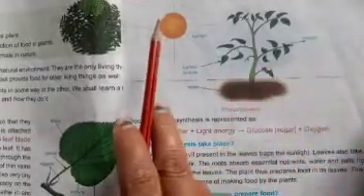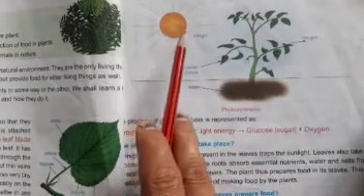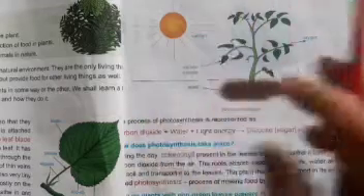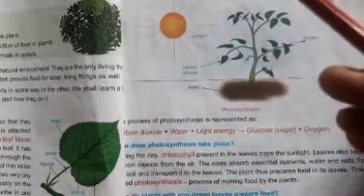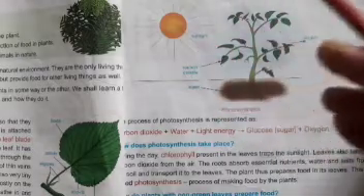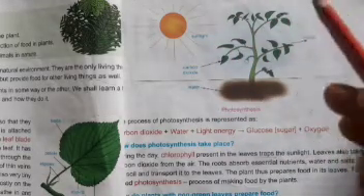Light energy from the sun converts into glucose and oxygen. Glucose is the food of the plant, and oxygen it releases into the atmosphere, and we are breathing that oxygen.